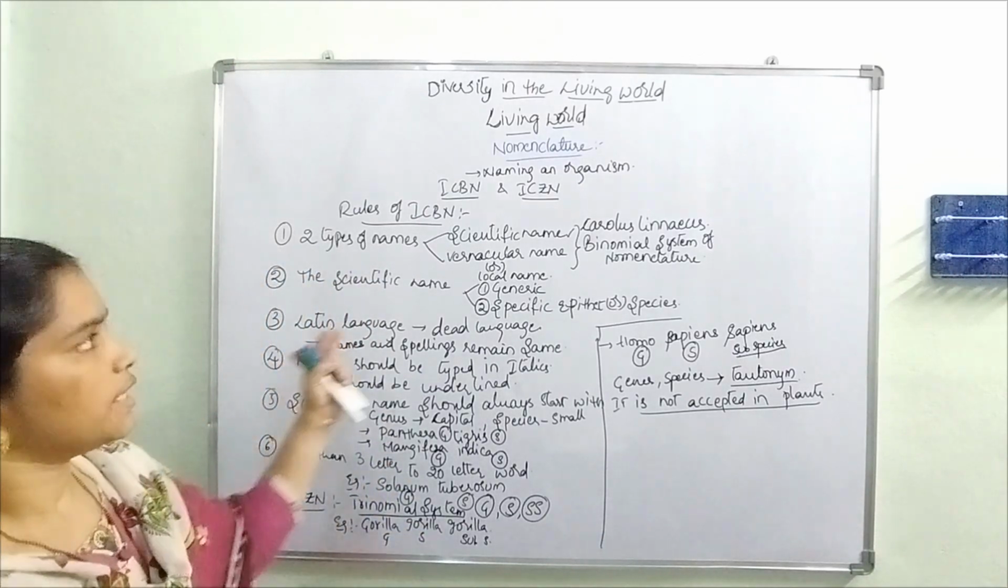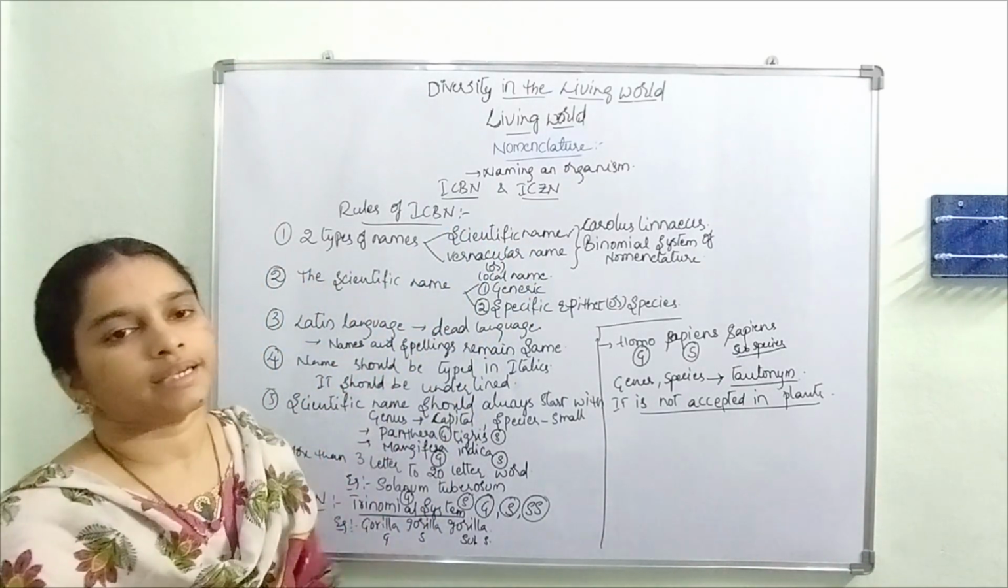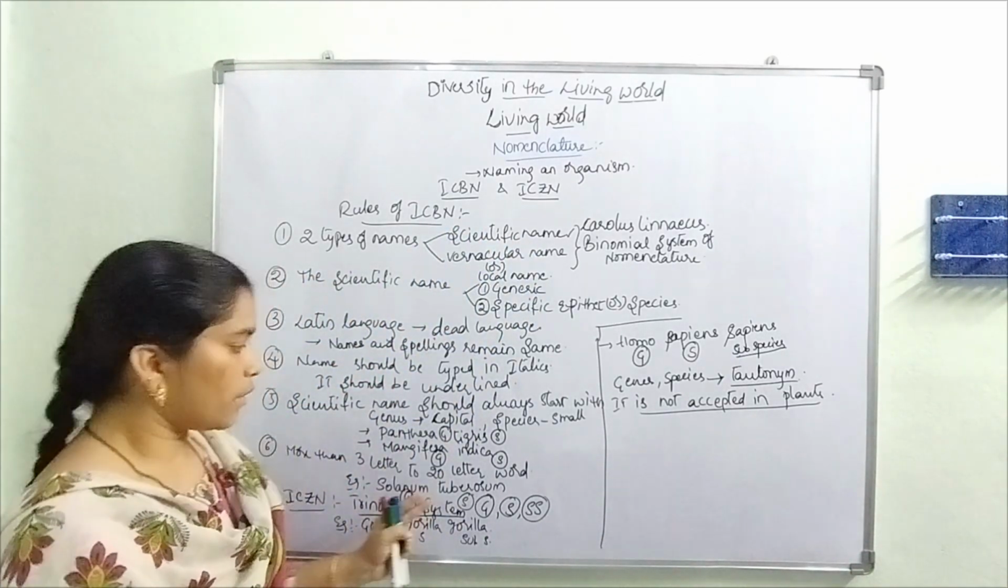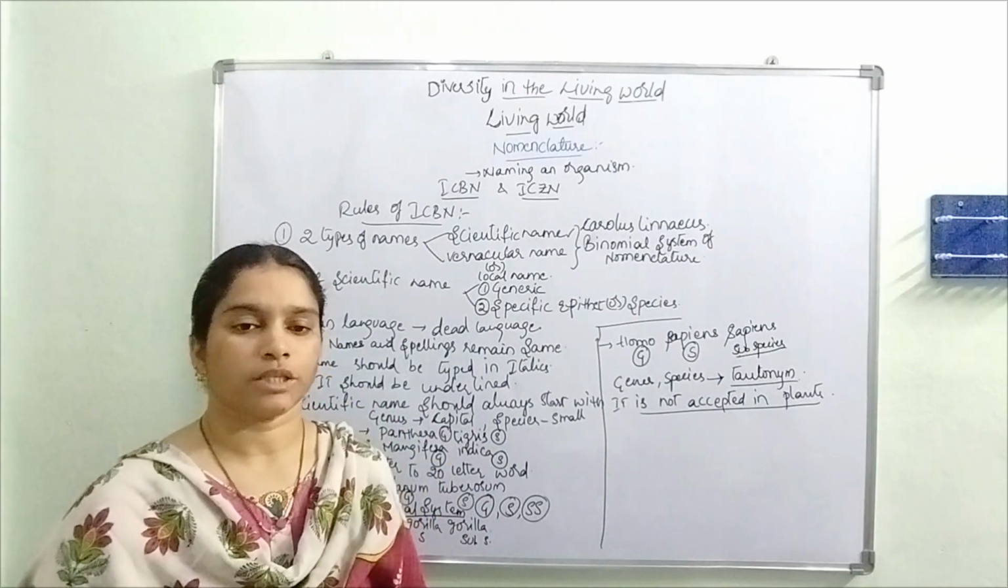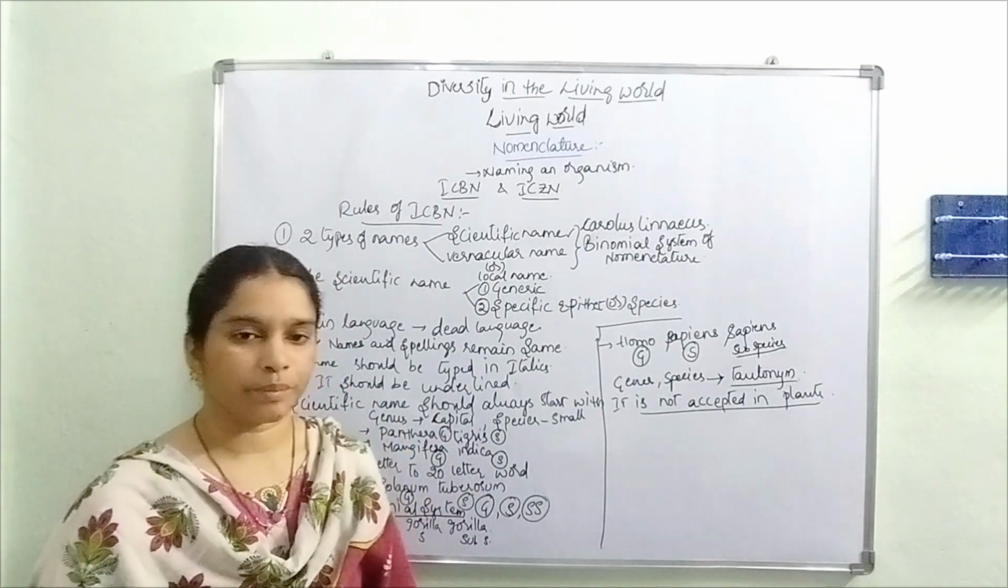Okay, these are the ICBN rules and ICZN rules. In the next topic we'll discuss taxonomy, systematics and taxonomical aids.